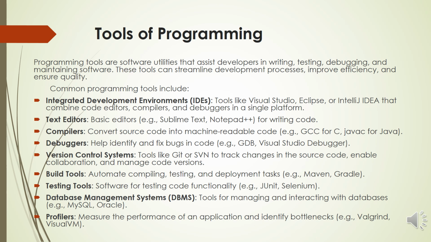Then we also have the debuggers, which help to identify and fix problems or bugs. We can call them errors. For example, we have GDB, and we have the Visual Studio Debugger. We also have version control system tools like Git, which manage code versions.